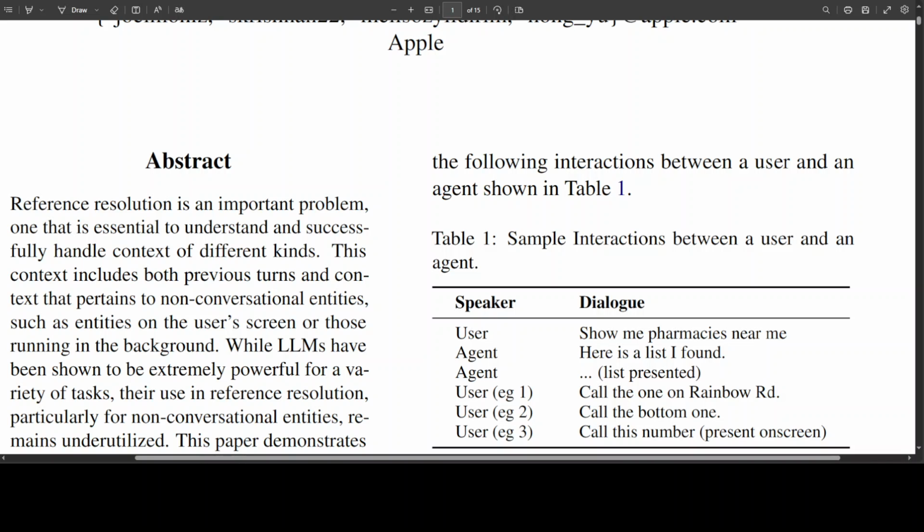If you look at this interaction between a user and the agent here, where the user speaks first, "Show me pharmacies near me," and then the agent replies, "Here is a list I've found," and then the agent also presents the list in a format. So it is quite evident that it would not be possible for the agent to understand or complete the user's query without the ability to use and comprehend context. It also stands to reason that there are multiple types of context that are necessary to handle user queries, conversational context and on-screen text being two prime examples.